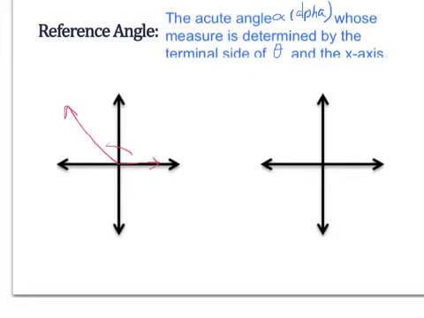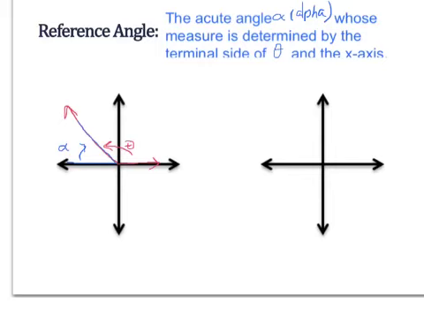and I'll make this a counterclockwise theta. So it's an acute angle, which means it's going to be less than 90 degrees, and it says the measure is determined by the terminal side of theta, well, that's this one, and the x-axis, and that's this. So alpha is right here. And it's always going to be positive, and it's always acute.